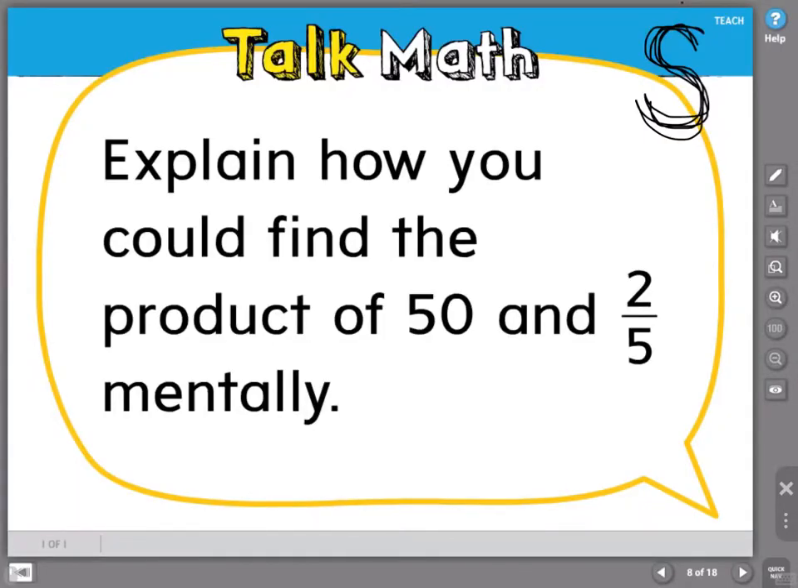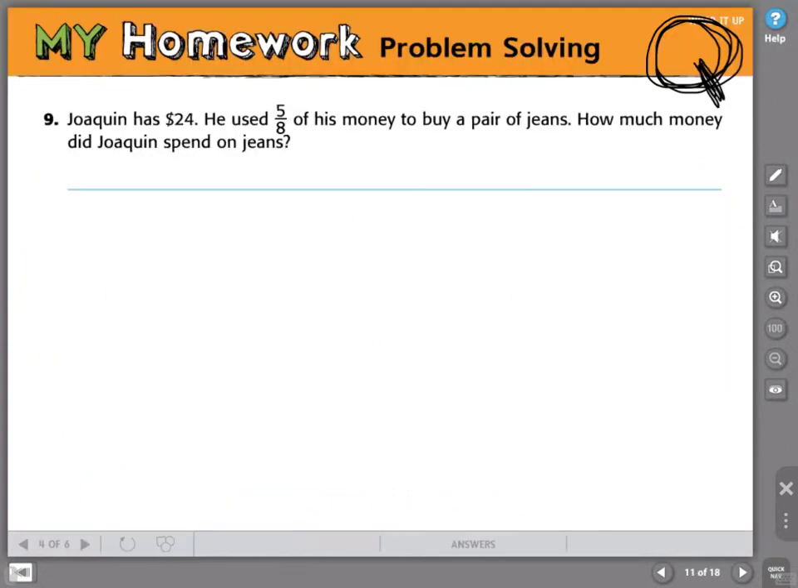This is our summarizing question. Explain in complete sentences how you could find the product of 50 and 2/5 using mental math. Finally, this is the Q section of our whisk. Here is a word problem. Joaquin had $24, and he used 5/8 of his money to buy a pair of jeans. How much money did Joaquin spend on jeans?